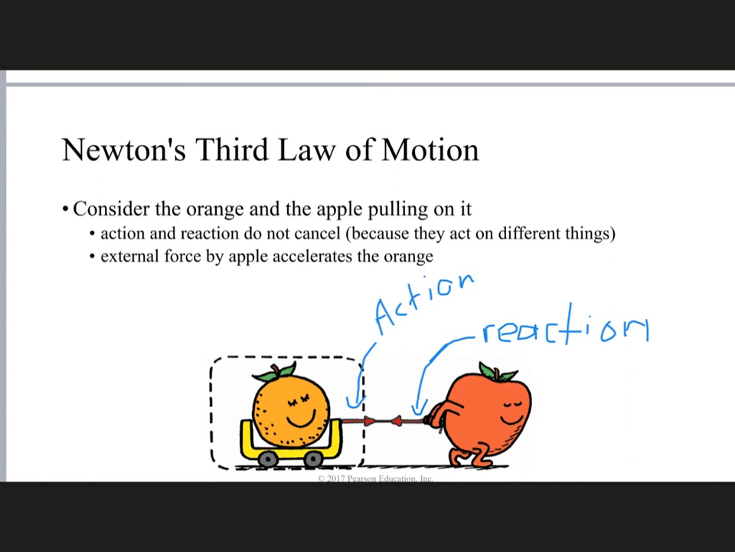It's because these forces act on different things. If you want to know what's happening to the orange, you have to look at only the forces acting on the orange. This reaction force here acts on the apple. It doesn't act on the orange, so it doesn't count for that. These action-reaction forces only cancel if you are including the entire picture. Here, we're only looking at what's happening on the orange, so the forces don't cancel.